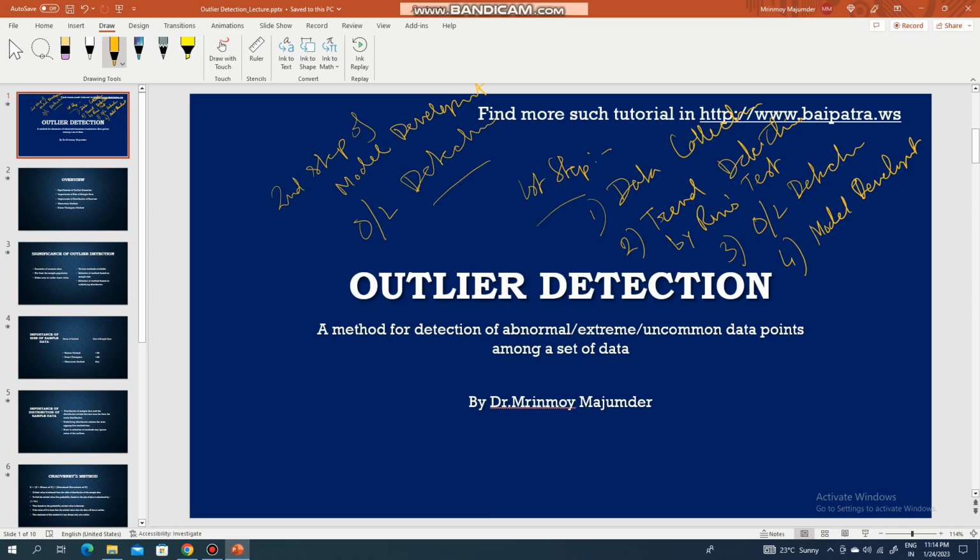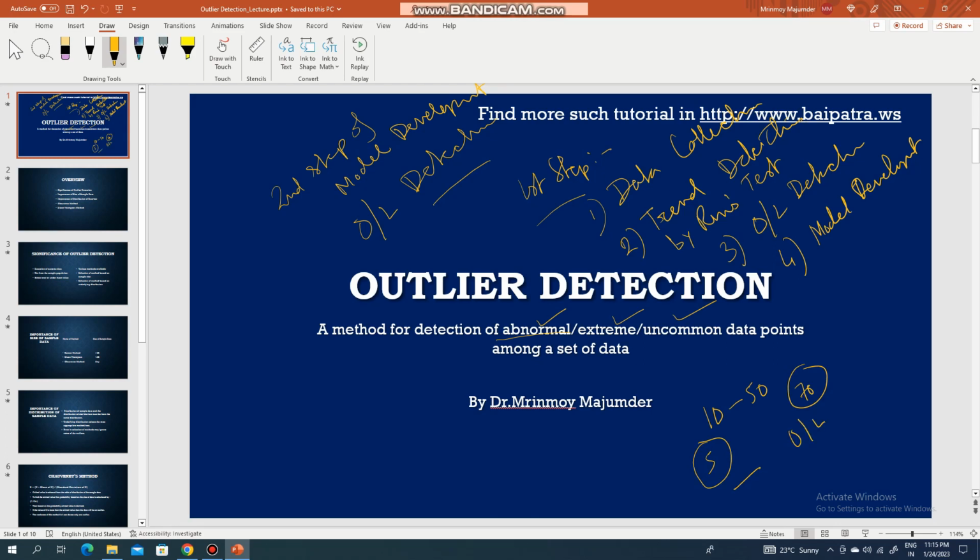So, what is an outlier? Outlier is the abnormal, extreme, uncommon data points among a set of data. So, if your data is varying from 10 to 50, then in your data there might be some data points which are like 5 or like 70. Such data points are known as outliers.